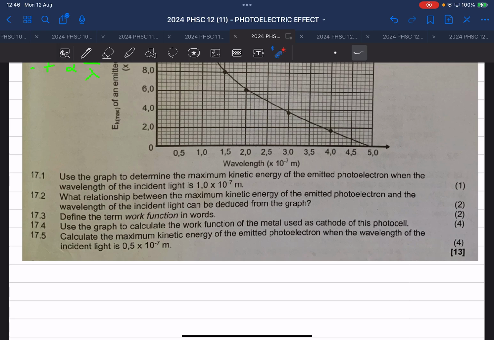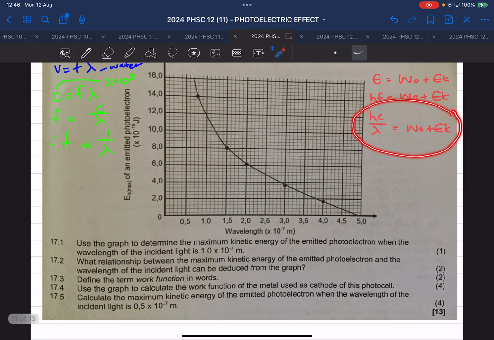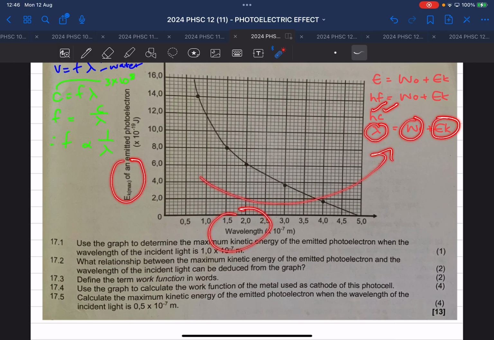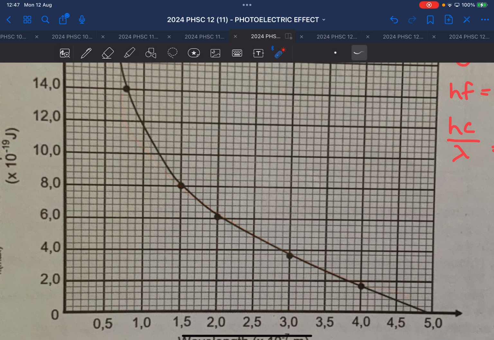Okay, next one. Use the graph to calculate the work function of the metal used as a cathode in this photocell. Alright, so we know now we're going to use this formula. What can we put into this formula? Work function is the question. Constant, constant. If I can get the wavelength here and the kinetic energy here, I can put it into this formula. But now, use the graph, meaning you must use points from this graph.